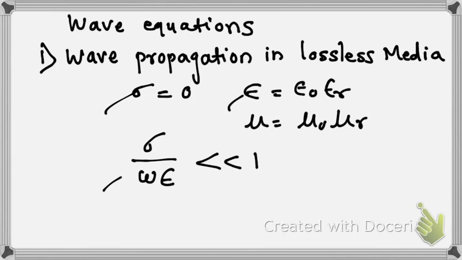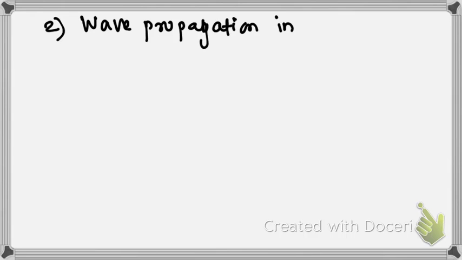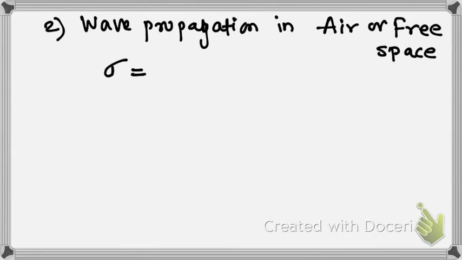Then for the second medium, let us consider the wave propagation in air or free space. For air or free space, sigma is again considered as 0, but epsilon is considered as epsilon naught and mu is considered as mu naught. Therefore, these parameters can be used in the respective wave equation.